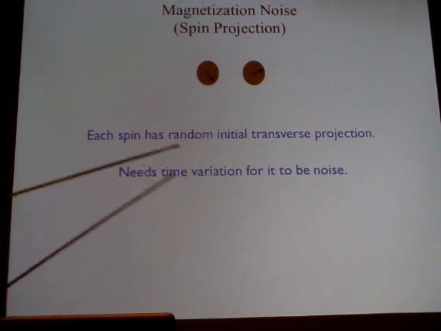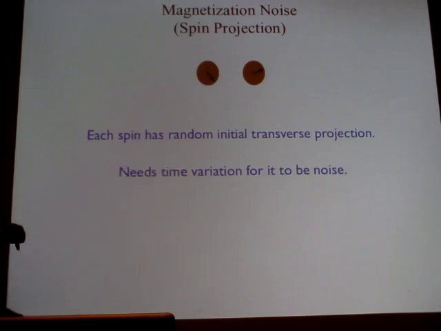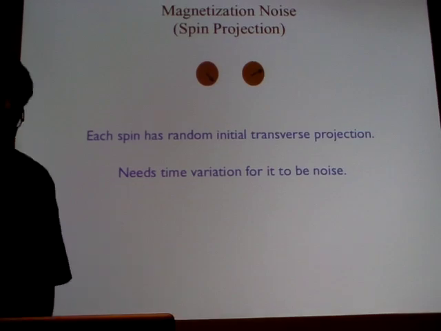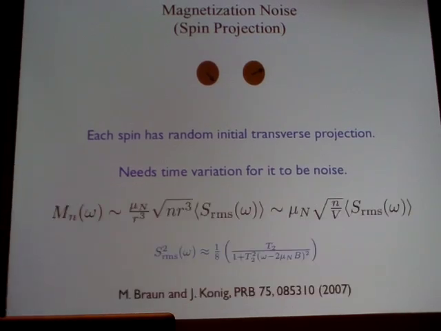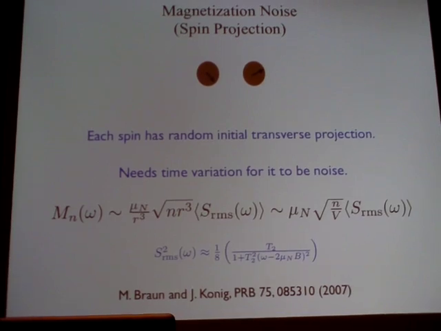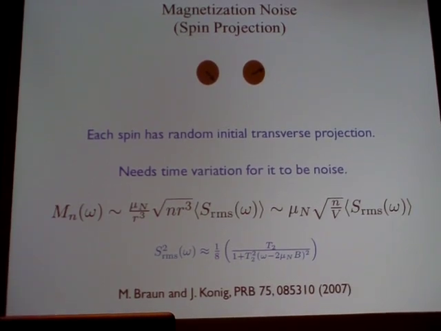I care that it actually has to vary at the Larmor precession frequency for it to be noise for me. So I need it to be a time-varying source of noise. And that's of course been well studied because this is a standard thing for NMR people. And let's look at how it actually scales.